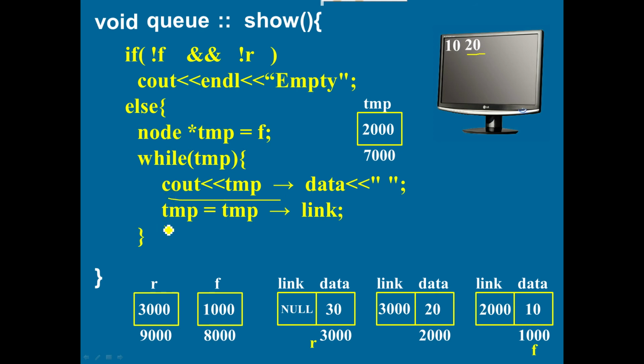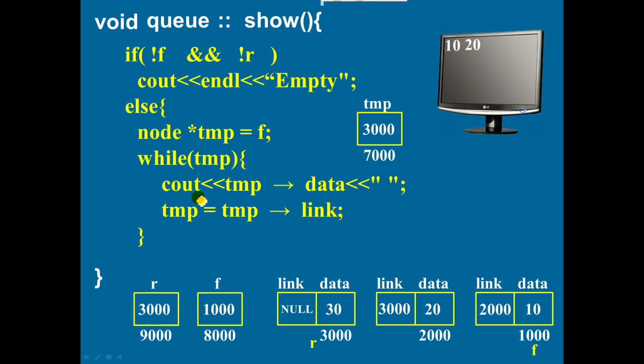Now after this control comes here, assignment operator, right hand side assigned to left hand side. So 2000 arrow operator link, that is nothing but 3000. So that comes in variable TMP. So your TMP becomes 3000. Because of this loop, the statement repeats. Now temp contains 3000, so 3000 not equal to 0 is correct.